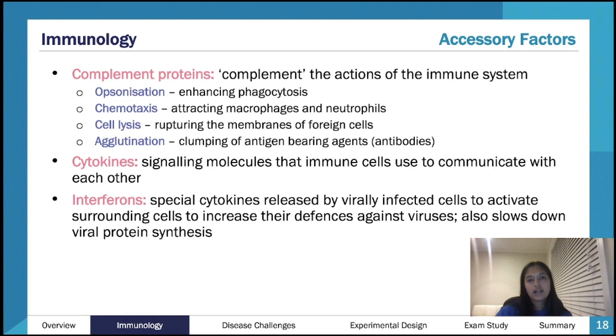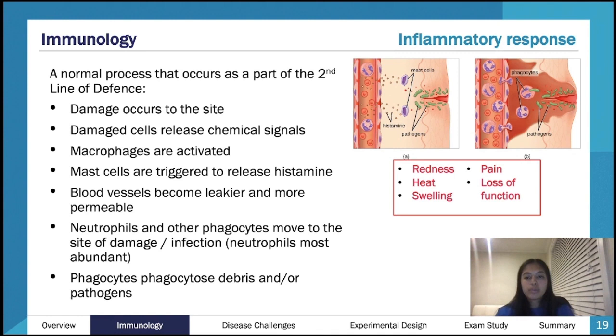Okay, this is also extremely important, your inflammatory response. This ties in as well with allergies, which we'll get to. Your inflammatory response is part of your innate immune system. So again, it's this sort of one size fits all idea. So we've got damage occurring to the site. This is our intact skin. We've now got a hole, that first line is breached.